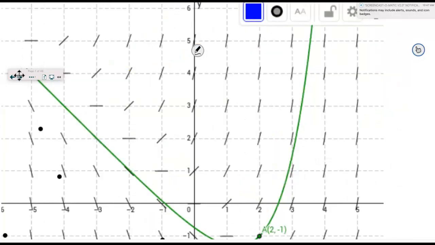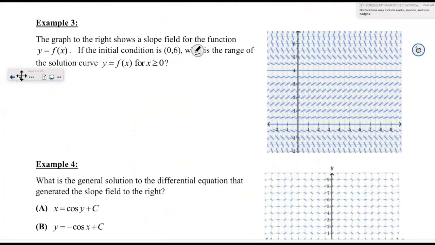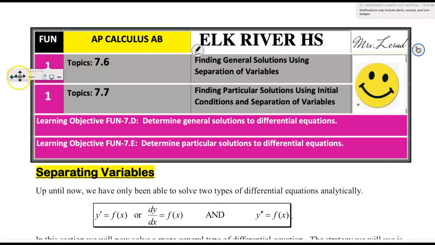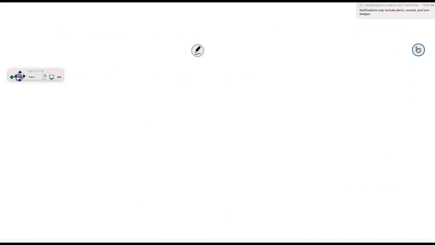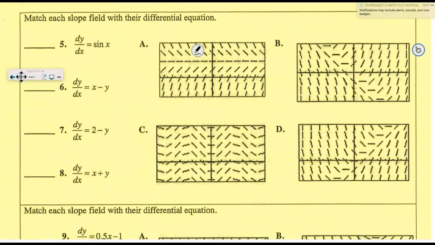All right. Next up, we're all over the place. Back to your work packet, back to number 5. Okay. So, there's also what's called interpreting slope fields. It's made for you. You're to match it with the differential equation that made it. I would focus on symmetry and zeros, and usually everything works itself out.